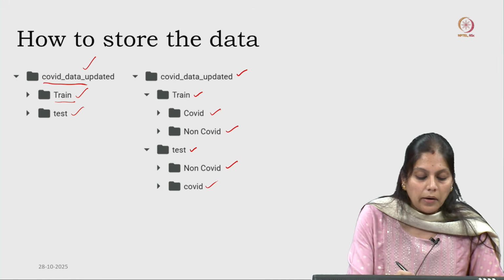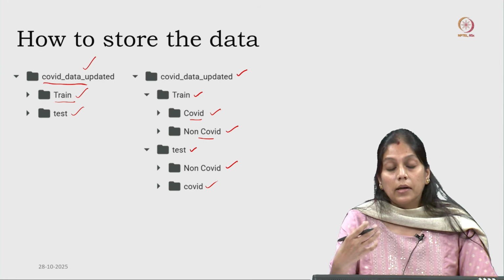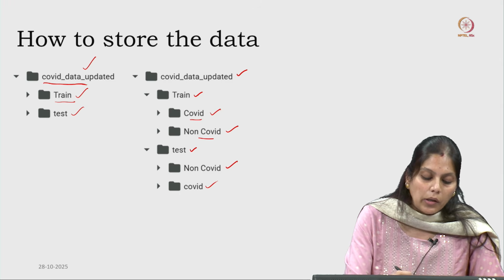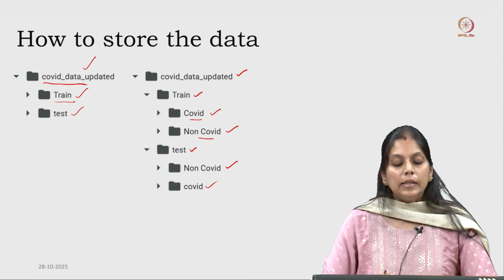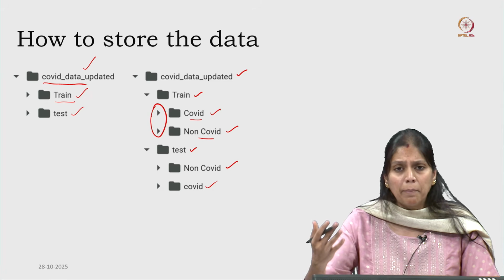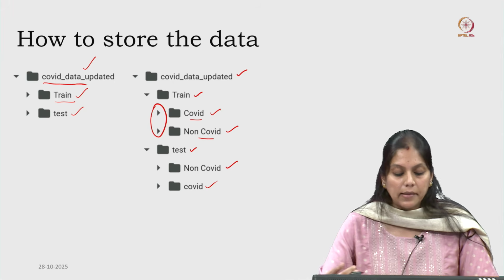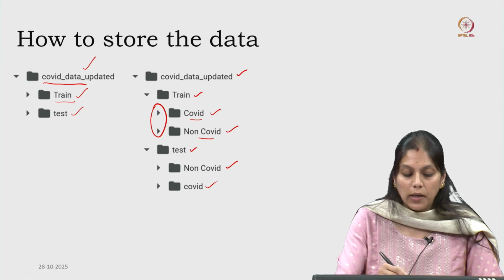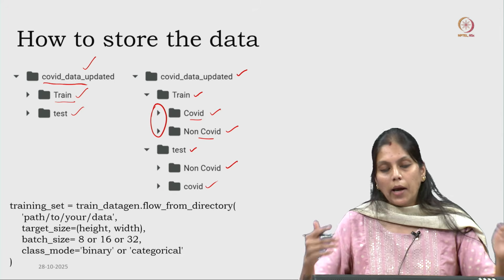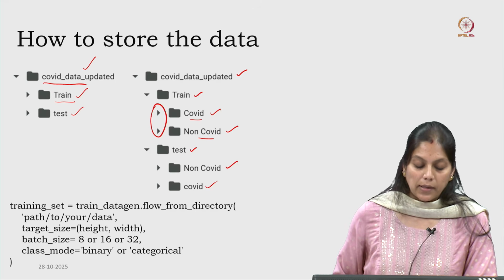Now, under training you have COVID and non-COVID. COVID is one class and non-COVID is one class. With that class you will store the folder name. Since it is a binary classification, you have only two here. If it is a multi-class classification, say for example benign, borderline and malignancy, you will have three such subfolders under train and test. So during hands-on implementation, how are we storing this, or how will we be passing this?